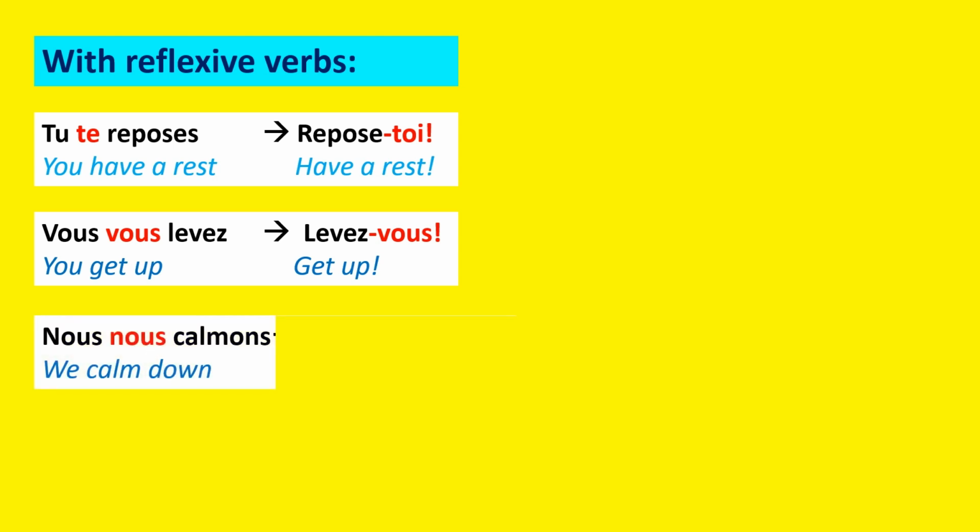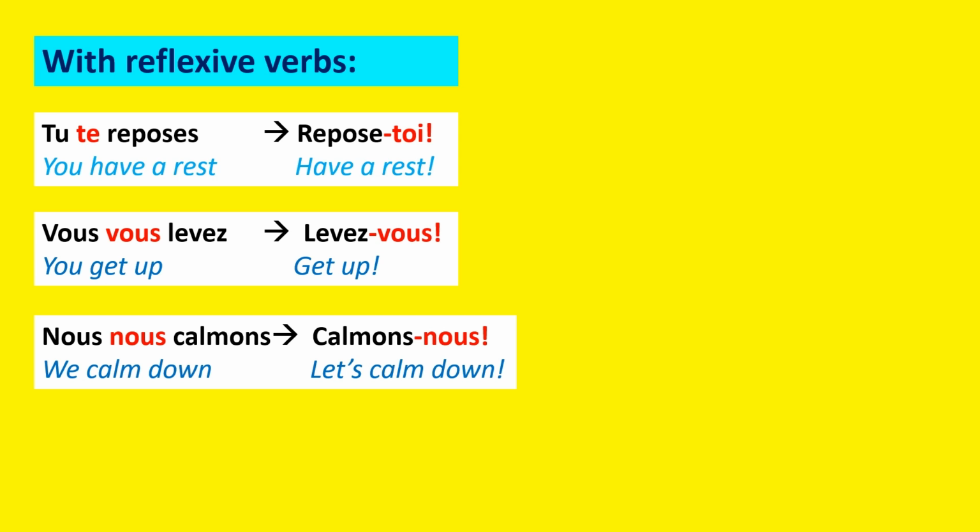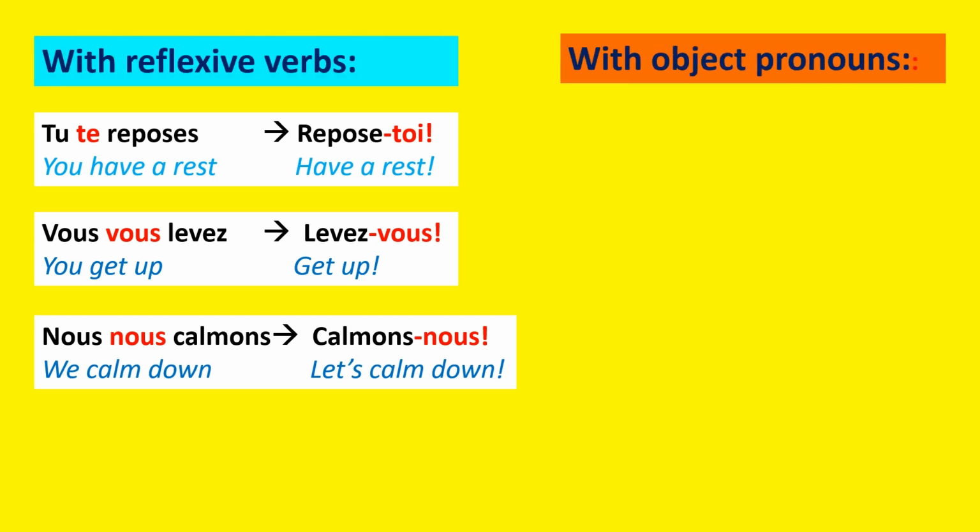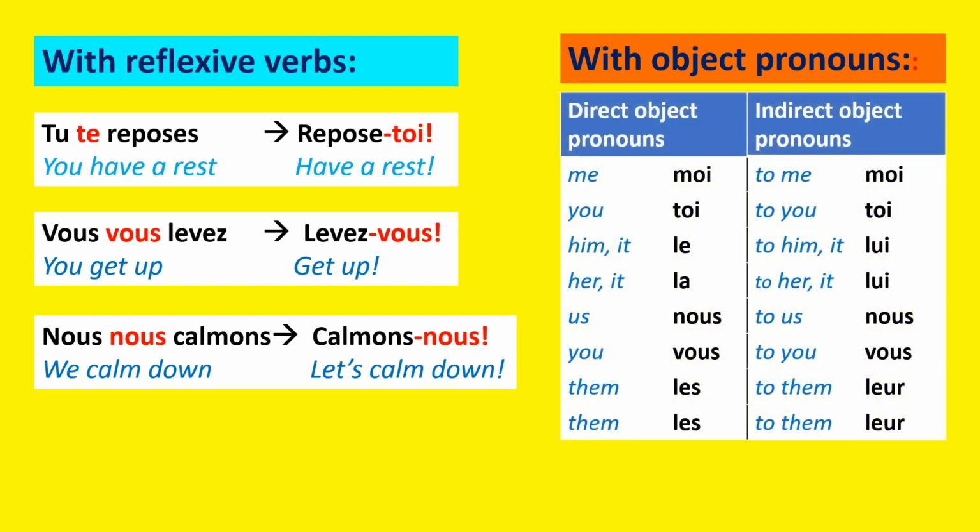Lastly, nous nous calmons, we calm down. If we want to say let's calm down, you have guessed, we are going to say calmons-nous, exactly the same as the other two. Now, if we want to apply the rule with object pronouns, for example, get me up or get them up, you see that the only difference in terms of object pronouns are the first two, okay? Because moi, toi are different from the normal object pronouns. Let's see how.